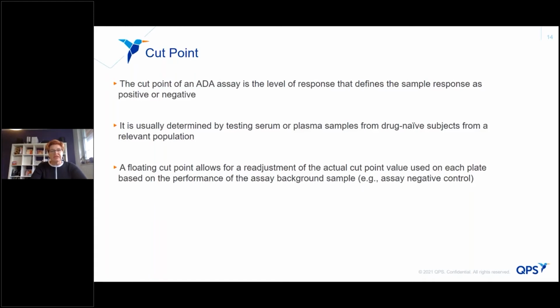In ligand binding assays, there's quite often some variability in the signal between runs. And in order to correct this cut point value for this variability between runs, often a floating cut point is used. In that case, a cut point factor is established during the validation, and the plate-specific cut point is calculated based on the negative control that is included in each plate and the cut point factor.